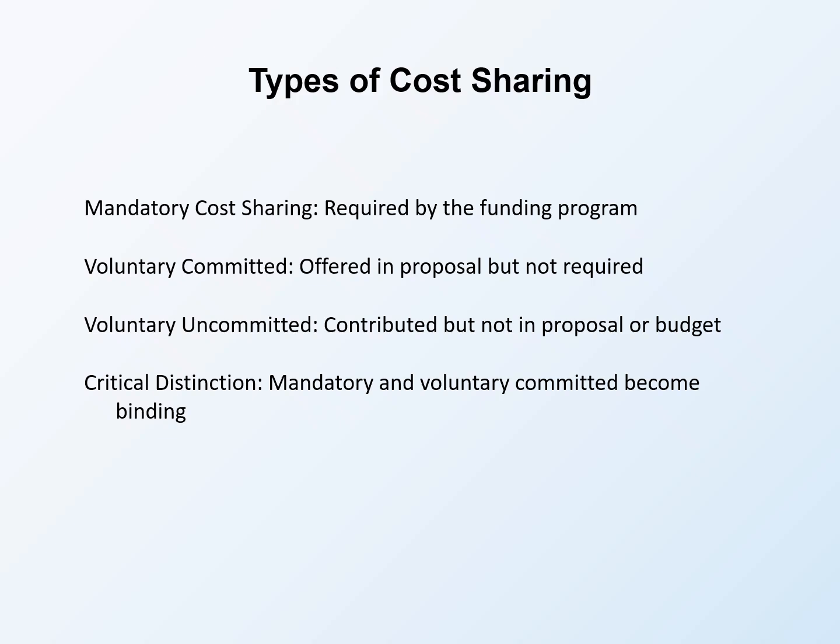Voluntary uncommitted cost sharing represents resources you contribute to the project but do not mention in your proposal or include in your budget. Since you never committed to these contributions, they do not create binding obligations. You can contribute additional resources without formally tracking them as cost sharing.